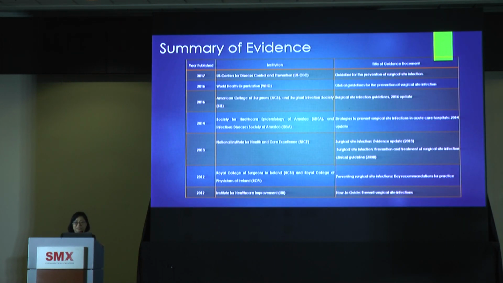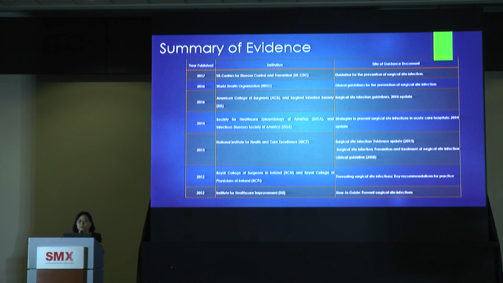So what has been the evidence? In 2009, it was the first time that the CDC of the USA came out with evidence or guidelines regarding surgical site infection. But in 2012, the Institute for Healthcare Improvement, or the IHI, came out with a guide to surgical site infection prevention, SSI prevention. In 2014, the Royal College of Surgeons came out with their own guidelines, and then in 2013, it was the NICE, the National Institute for Health and Care Excellence, that came out with their own. So everybody wants to come out with their own guidelines.